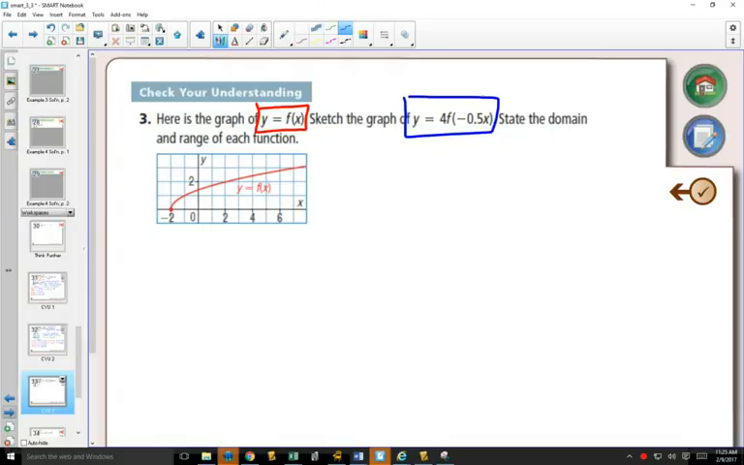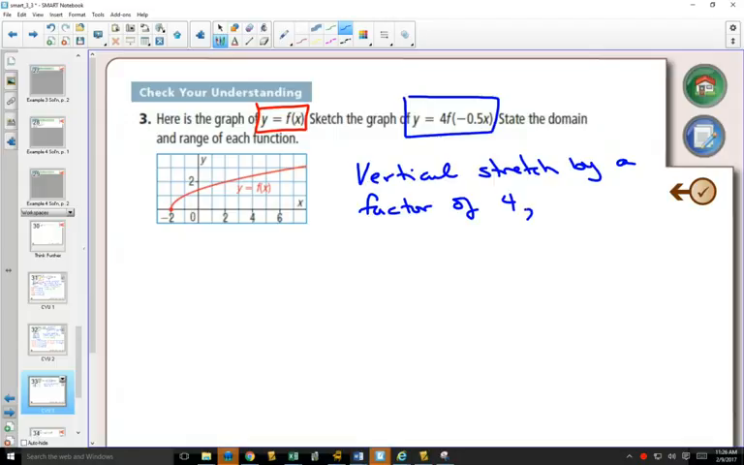So if we were going to describe these things, first of all, the 4, that would be a vertical stretch by a factor of 4. That's what the 4 would do. What's the negative going to do? If the negative affects an x value, think about an x value getting negative. Can you see that that would go over the y-axis? So that negative would be a reflection over the y-axis.